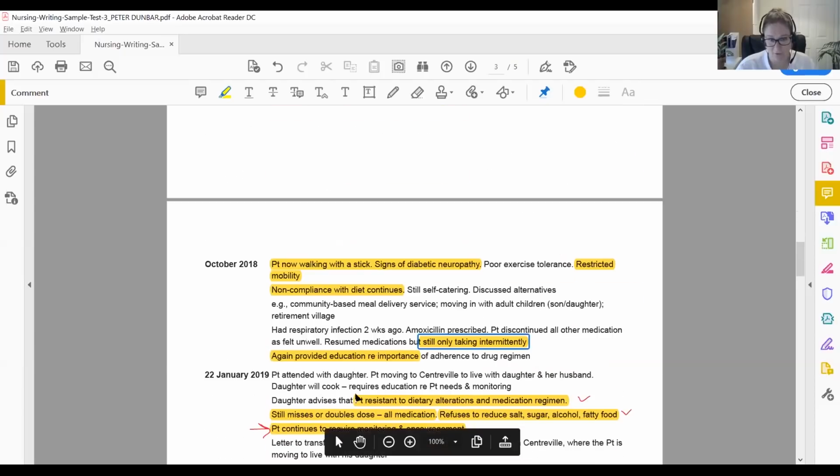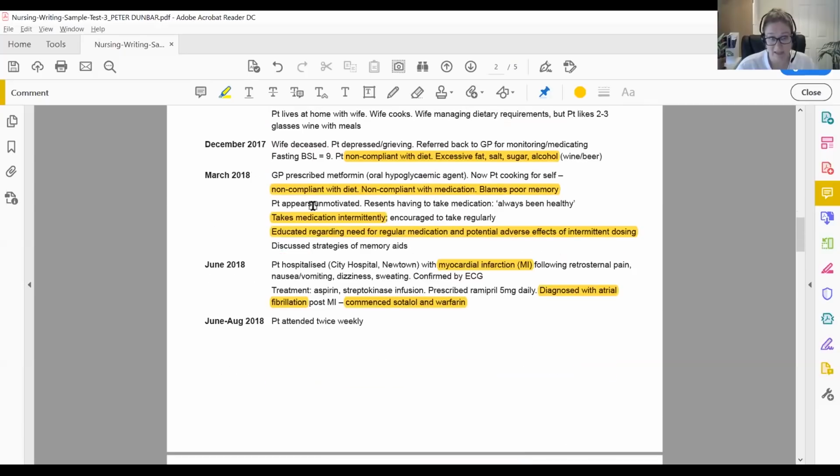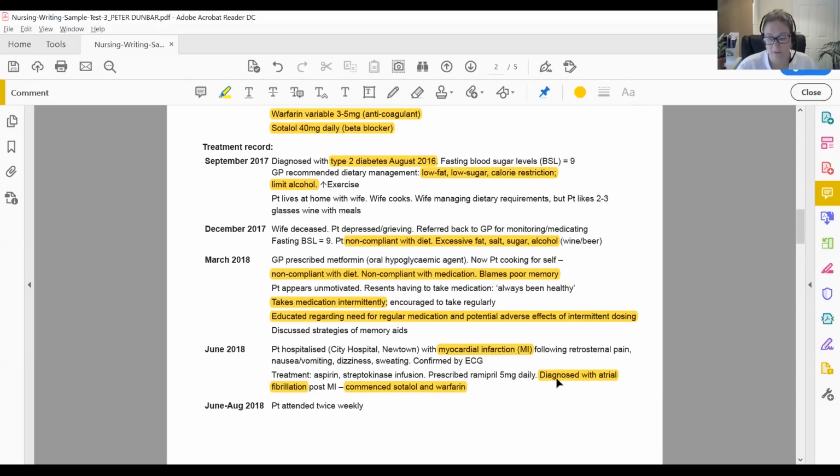We've got that later on. His medication, so we've mentioned those things. In addition to his diabetes, he was hospitalized for an MI. Following this, he was diagnosed with atrial fibrillation. Then he was commenced on some more medication, and he's been non-compliant with those as well. So we've got a clear picture here. He needs encouragement and monitoring after he moves to Centerville.